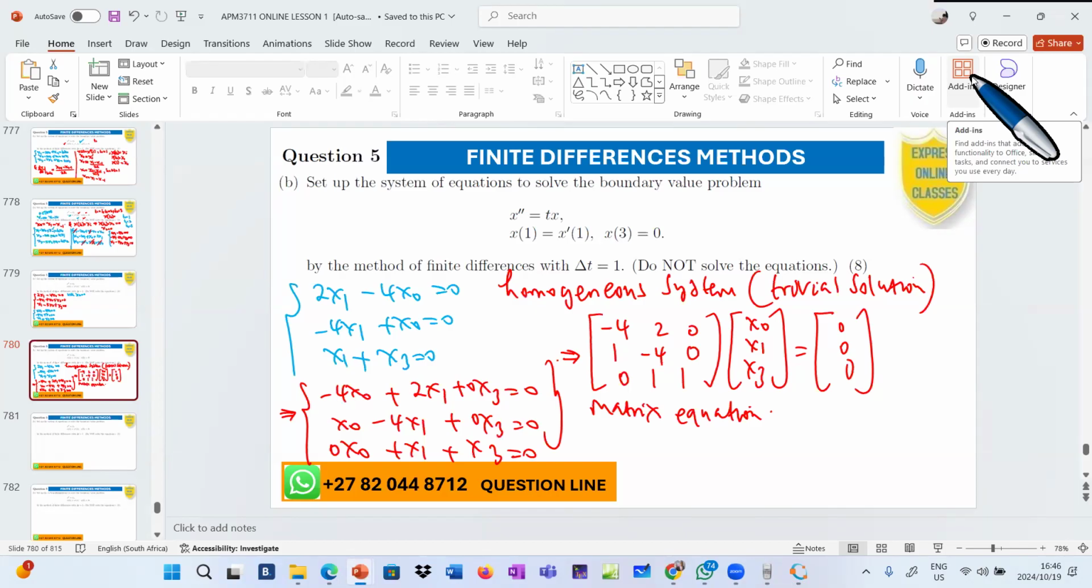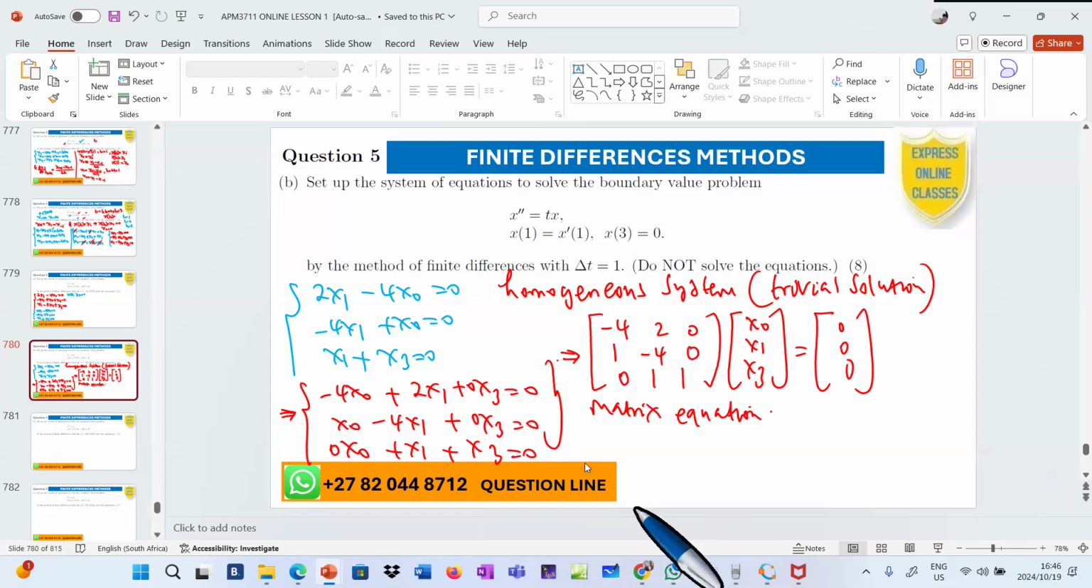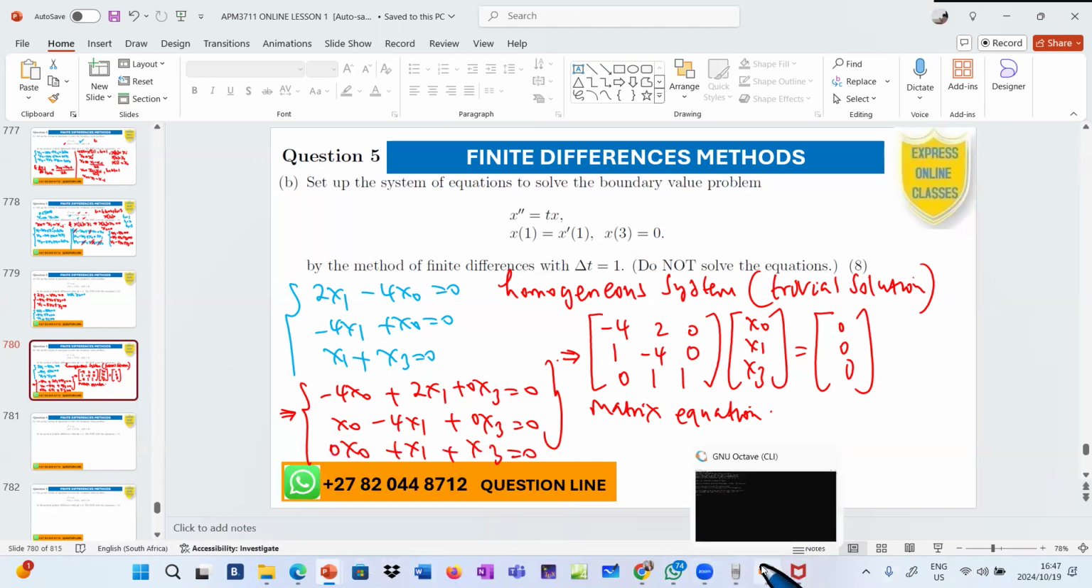Zero, 1, 1. X0, X1, X3. So you have this. You need to memorize this matrix because this matrix now is the matrix we need. It's an easy one to solve, obviously, but we're going to practice with Octave.